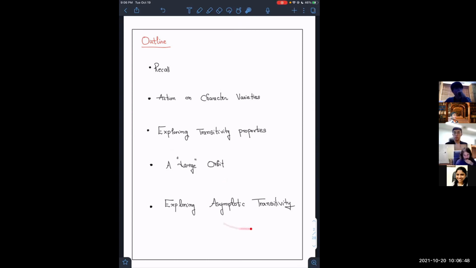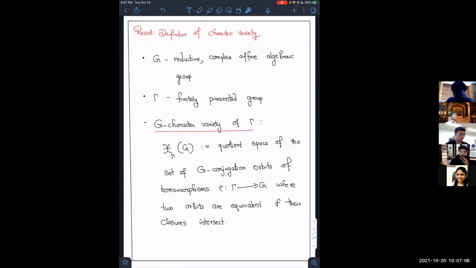And then we define something called asymptotic transitivity. It is trying to imitate, or find an analogy similar to, an ergodic action when you have a set with a measure. So that's the outline of the talk. Okay, so the definition of character variety.